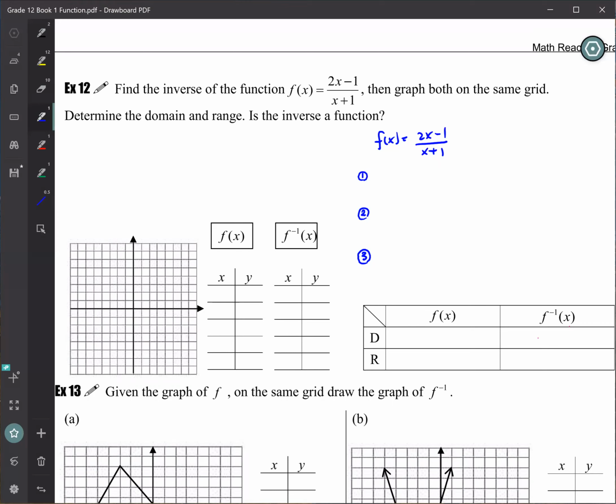Okay, Cindy, what is step 1? Do the table. Table? No, we're not graphing yet. We are trying to get the inverse. Okay, find the inverse. So what do we do first, Cindy? Step 1. What do we do? Remember the 3 steps that we keep repeating? What is step 1?